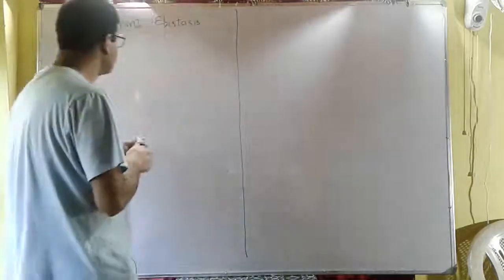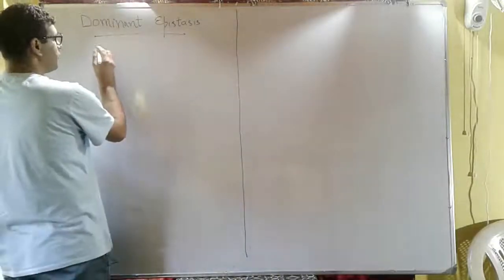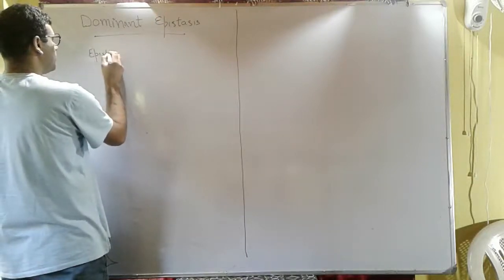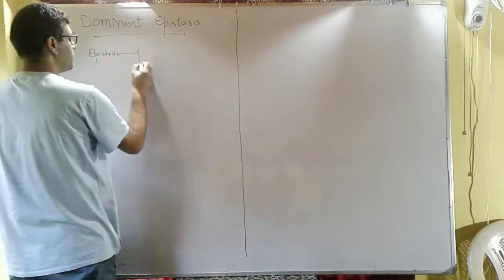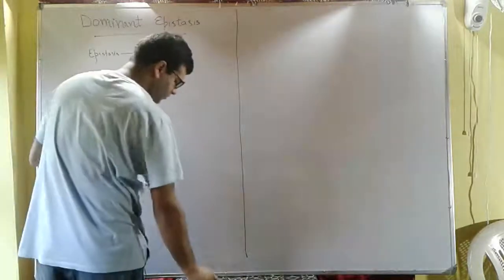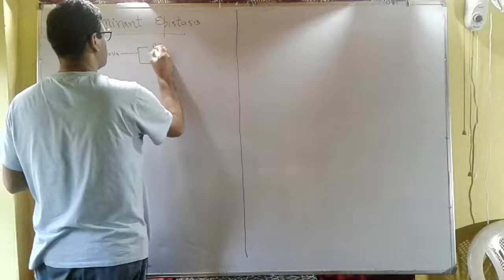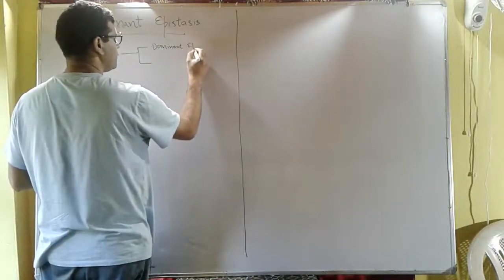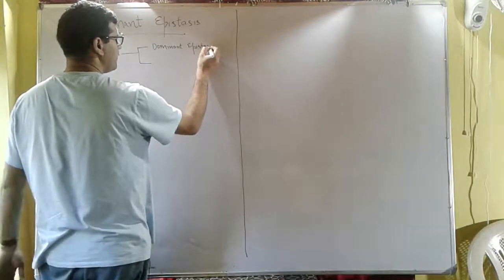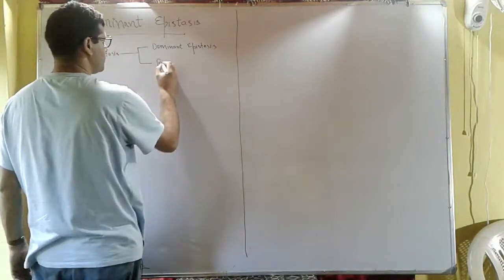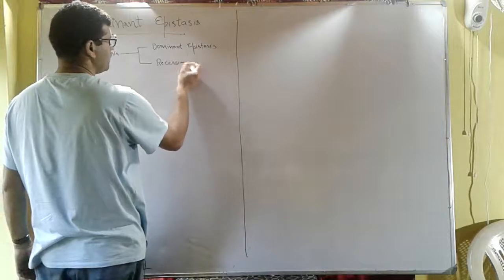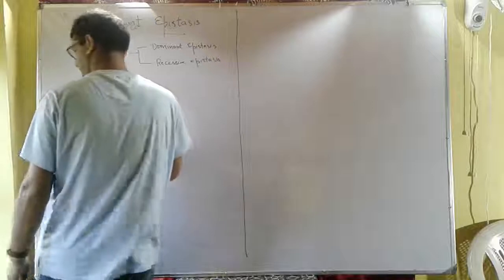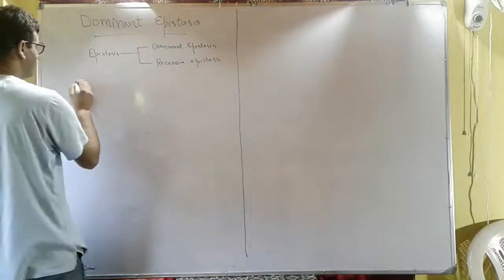Basically, epistasis is of two types. We have got two types of epistasis. One is called dominant epistasis, then we have got recessive epistasis. Now, what is dominant epistasis?